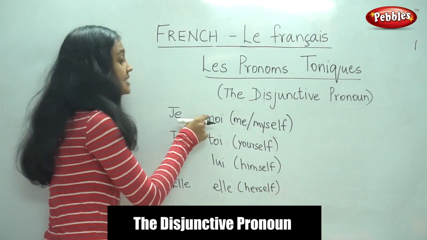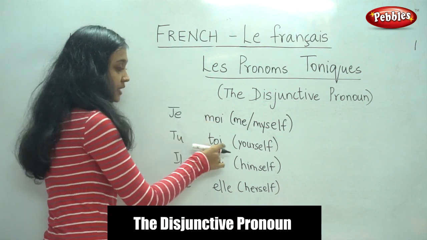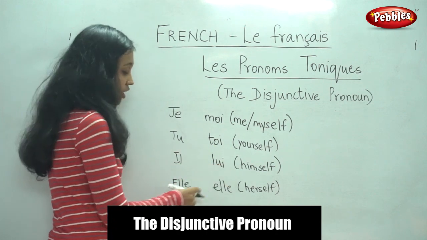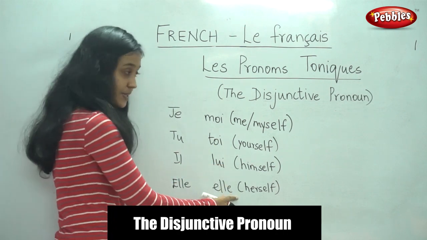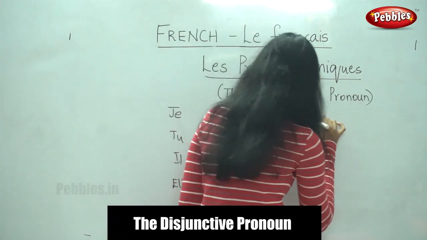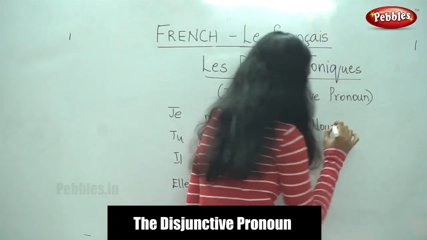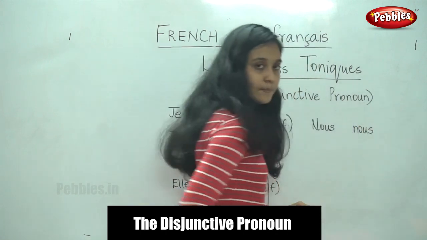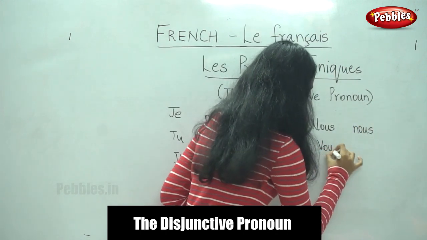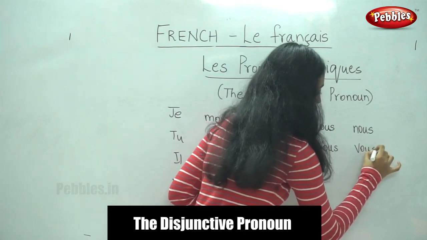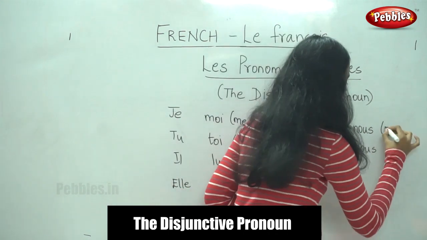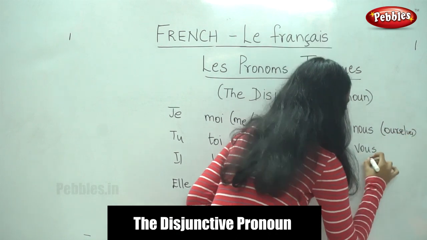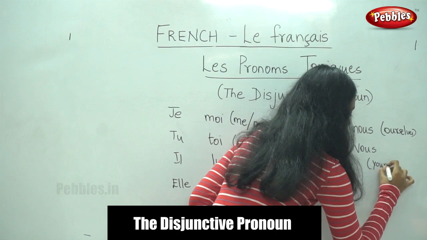For je, it is moi. For tu, it is toi. For il, it is lui. For elle, it is elle. It remains the same. For nous, it is nous. For vous, it is also vous. Okay? So, nous means ourselves. Vous means yourselves.